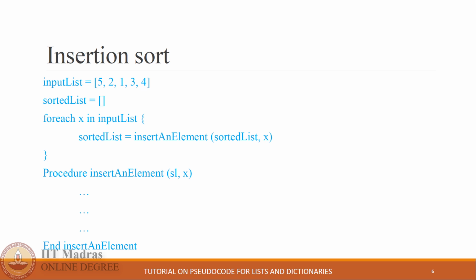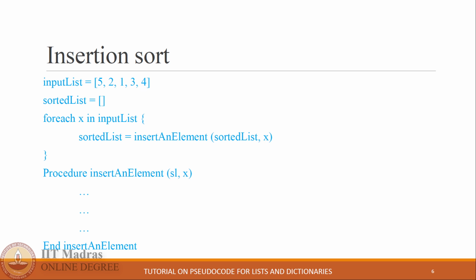We will traverse over the input list element by element using variable x. Each time we come across a new element in variable x, we will call a procedure insert an element with two parameters, sorted list and x. And whatever result the procedure insert an element returns will be stored back to the variable sorted list. This will make sure the variable sorted list is updated after every iteration of this particular loop.